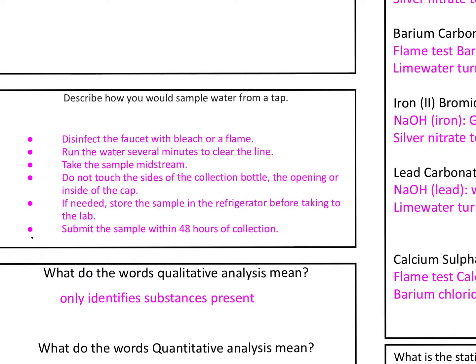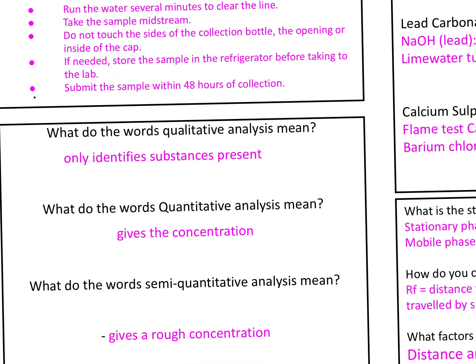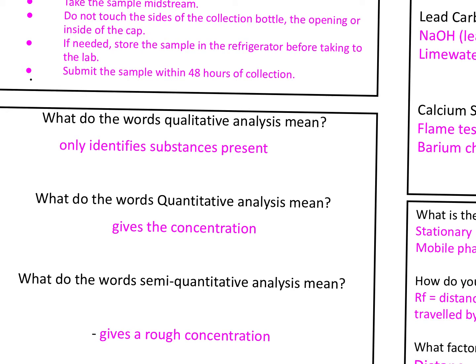Describe how you'd sample from a tap. Disinfect the faucets, the end bit of the tap, with bleach or a flame. Run the water several minutes to clear the line. Take a sample midstream, okay, so not right at the top, not right at the bottom. Do not touch the sides of the collecting bottle, the opening or inside of the cap. If needed, because you can't take it to wherever you need to go, store it in the refrigerator before taking it to the lab.